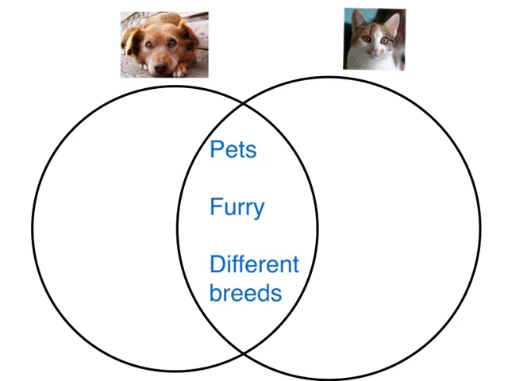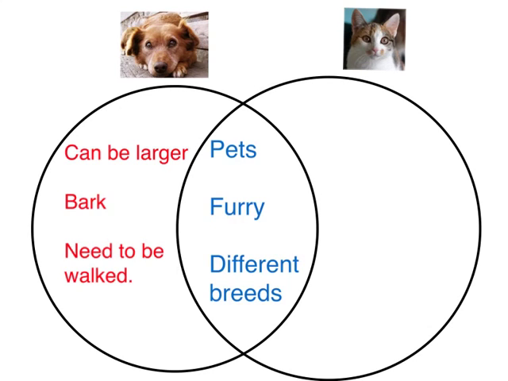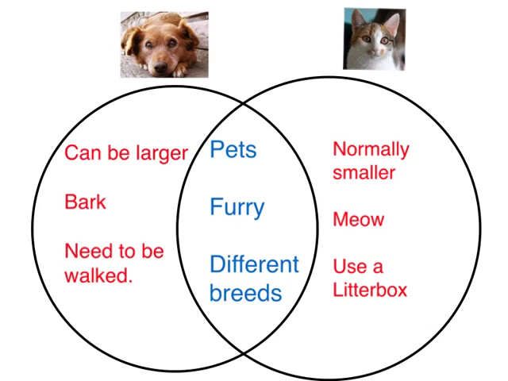Now let's look at the differences. Dogs can be larger, they bark, and they need to be walked. Cats, on the other hand, are normally smaller, they meow, and they use a litter box.